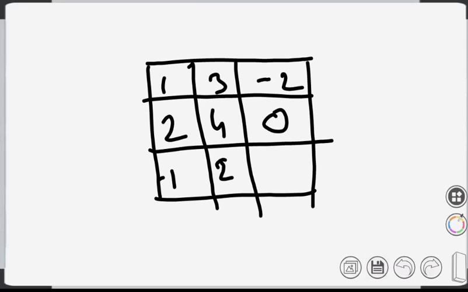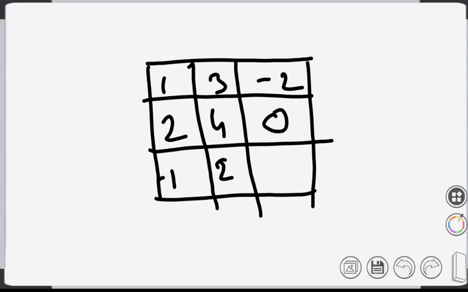Sir, here 0 means A and B are not playing with each other. No, 0 means A and B are playing with each other, but no money is being exchanged. I'll come to that. Okay, no money is being exchanged.